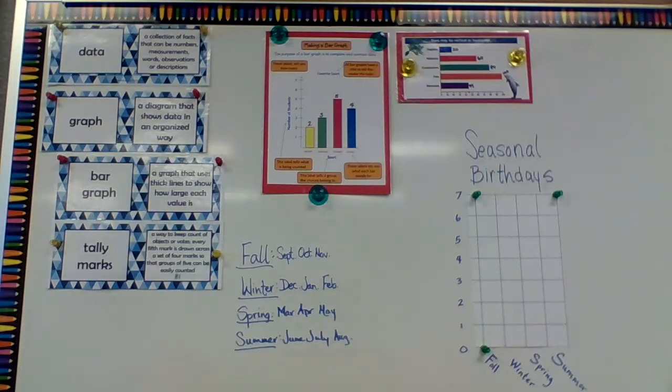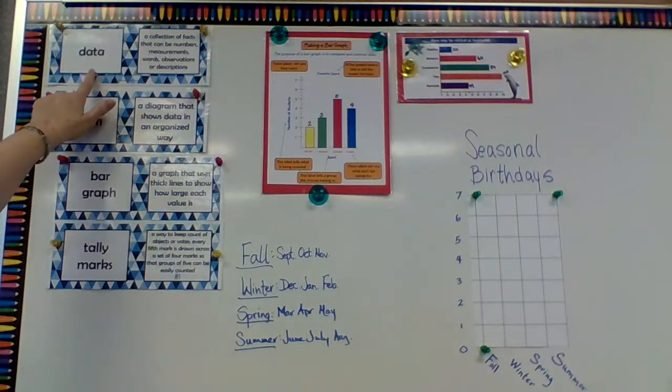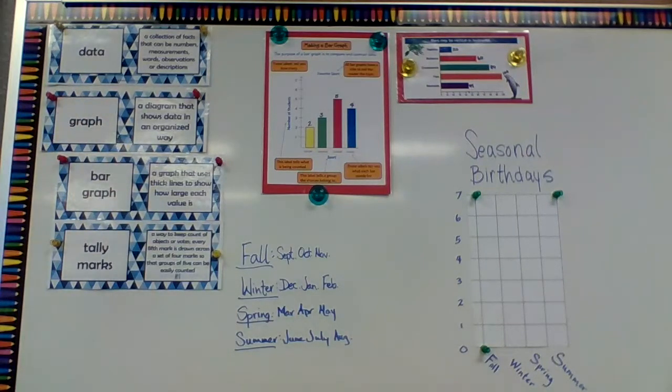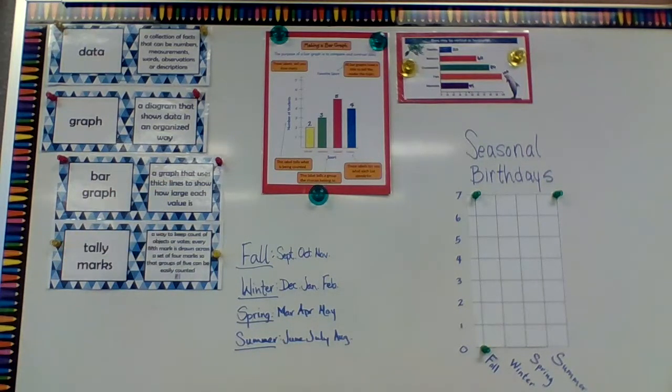Okay, one way that data is presented to other people is by using a graph. A graph is a diagram that shows the data or information in an organized way. Now, the cool thing about graphs is you can look at a graph and get a lot of information very quickly, and you can understand it very easily because it is organized. All right, we're going to be talking about several different kinds of graphs, and today we're going to talk about a bar graph. A bar graph is a graph that uses thick lines to show how large the value is. In other words, to show the number of something.